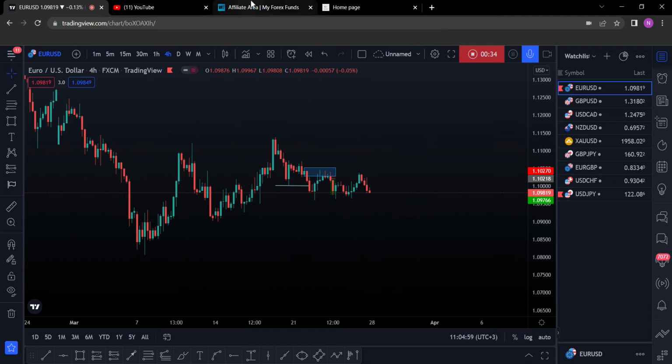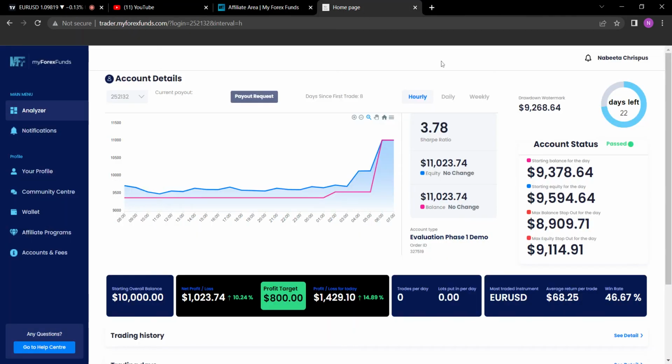This happened on Wednesday this week. So we can see that it's a 10k account and it was passed. I did this in under 8 trading days out of the 30. So we had a 14%. I was in a bit of drawdown, but I banged it even way beyond the profit target.